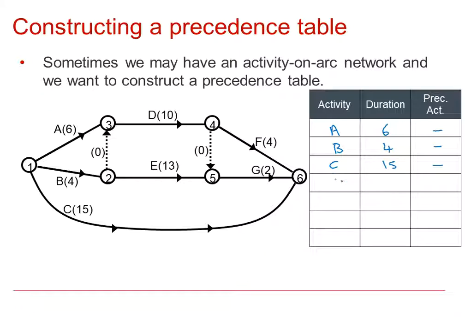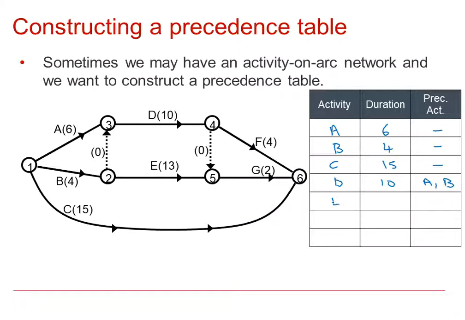However, if we look at D now, D lasts for 10 units. Now if you look carefully at the diagram, D has to follow node 3. And in order for that to happen, we need to have finished A. But if you check the dummy as well, this upward dummy also finishes before D can start, and that upward dummy comes from the end of B. So we need to finish B as well as A before the end of the dummy activity at node 3. So D cannot begin until A and B are finished.